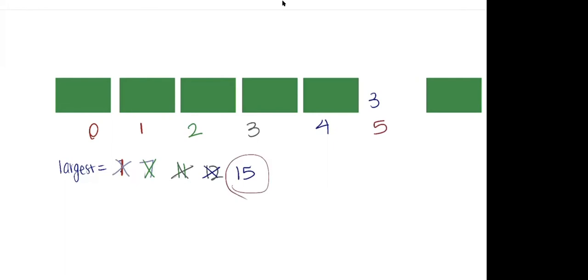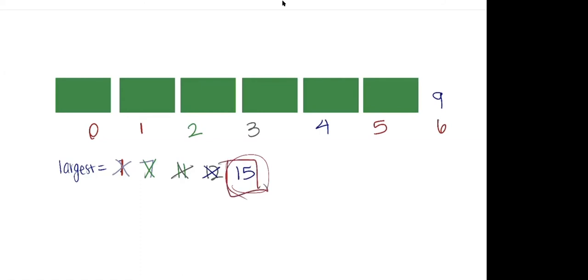15 is definitely larger, so we don't make any changes. 15 is still our largest number. And when we finally look at our very last number, which is number 9, at index number 6, then we can see because 9 is smaller than our current maximum, 15 indeed must be our largest number.